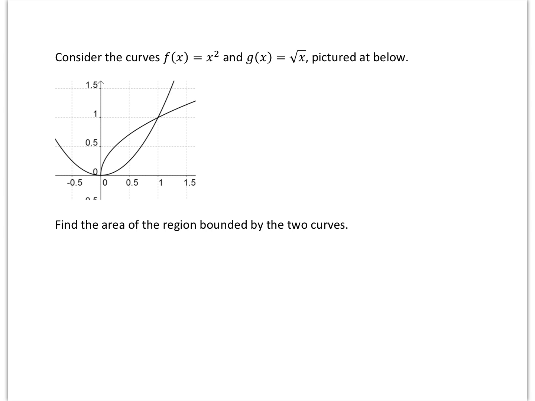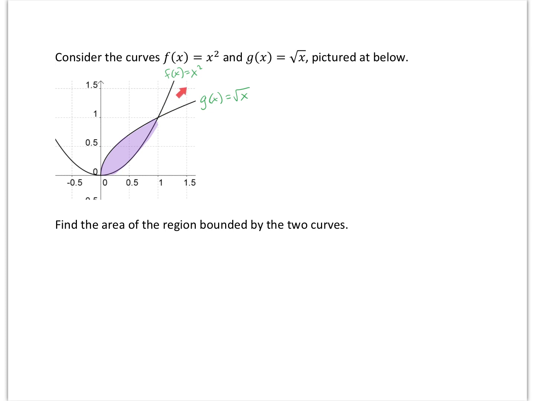Consider the curves f of x equals x squared and g of x equals square root x pictured below. So let's label these. I have f of x equals x squared and g of x equals square root x. Find the area of the region bounded by the two curves. So that is the region highlighted right here. It's between the two curves and it's bounded, meaning it's not infinite.